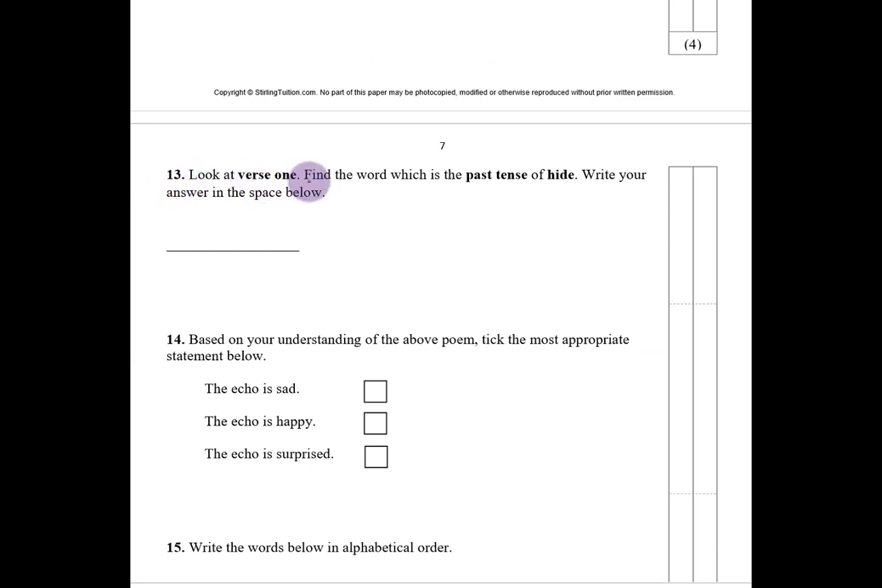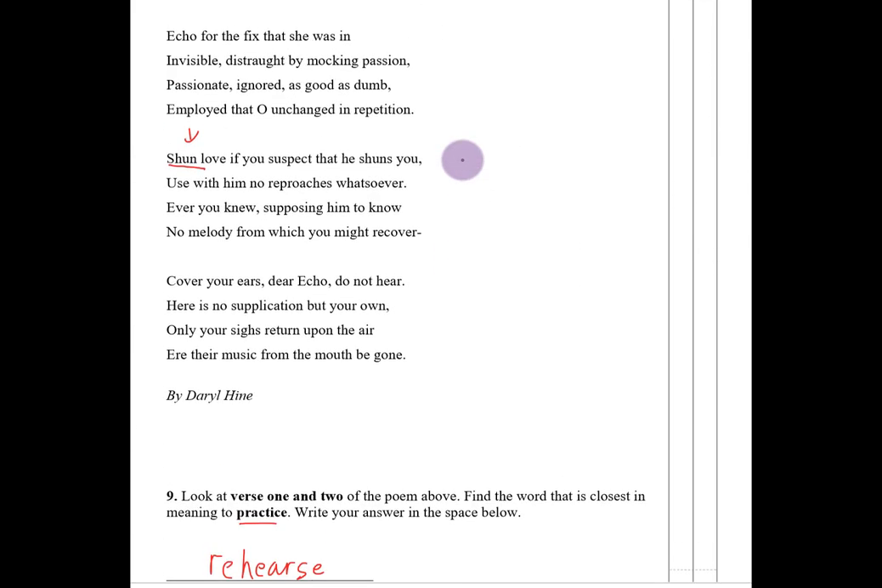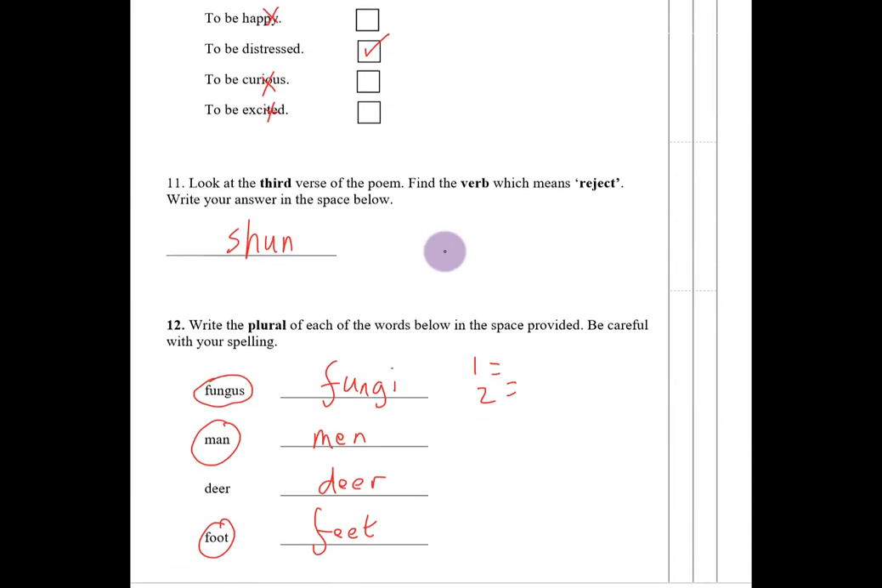Number 13, look at verse 1. Find the word which is the past tense of hide. Write your answer in the space below. You could probably do this without actually even looking. But if we look at verse 1, so today I hide, and then the past tense is yesterday I hid. Okay? So that's another little trick.